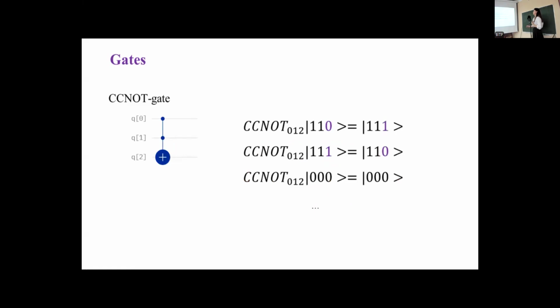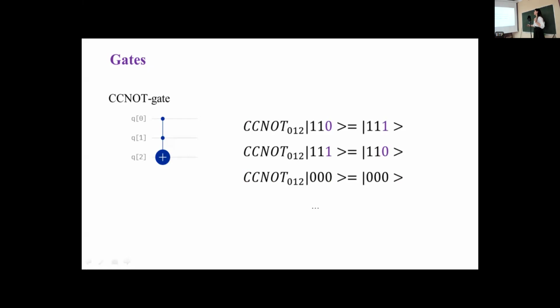A similar case is the 3-qubit gate. The CCNOT gate, the twice-controlled NOT gate, is the following gate. Depending on the states of qubit 0 and qubit 1, we have an action on this state or not. So if the states of qubit 0 and qubit 1 are 1 simultaneously, so we have 1 and 1 here, the action will be considered.